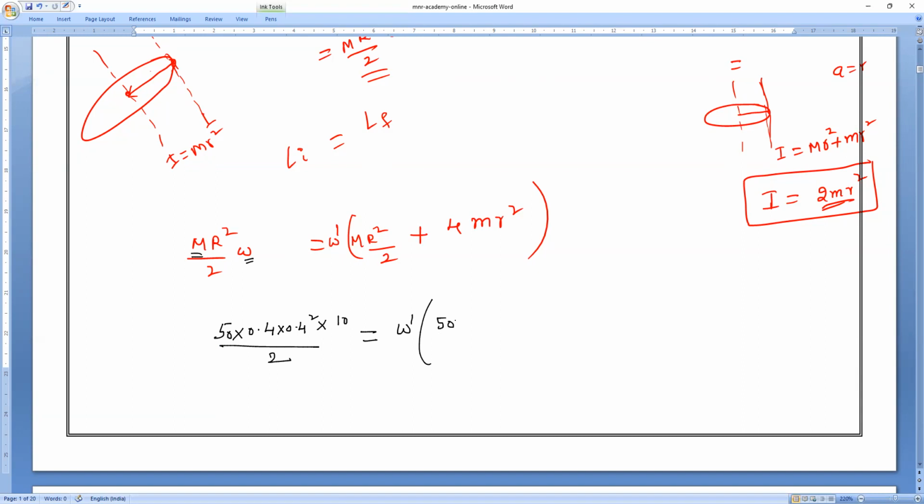Capital M is how much? 50 into capital R is 0.4 into 0.4, divided by 2, plus 4 into small m. How much is small m, guys? 6.625. So 6.625 into, what is the smaller value, guys? 0.2, so the whole square, 0.2 into 0.2.